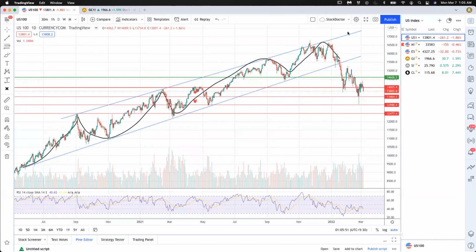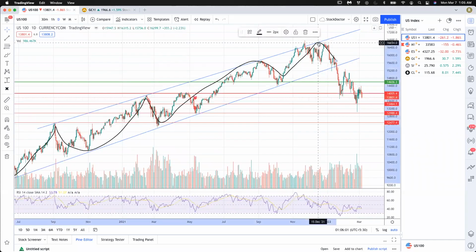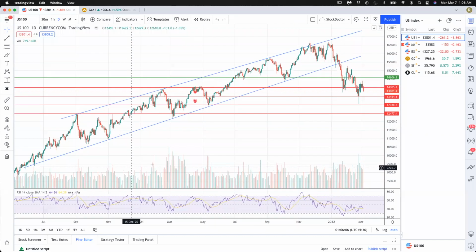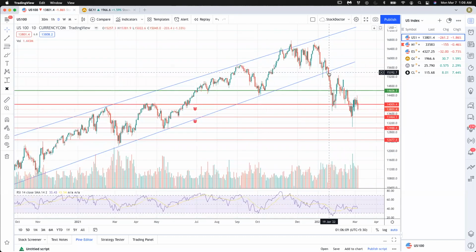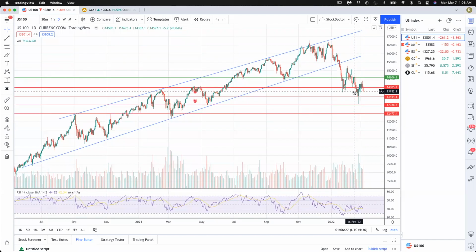Now let's clear everything. Let me remove this point first. This trend got broken on 19th Jan 2022. It made a big red candle and the trend got broken. After that, the index started making lower lows and higher lows, right? And now it is standing at this position.